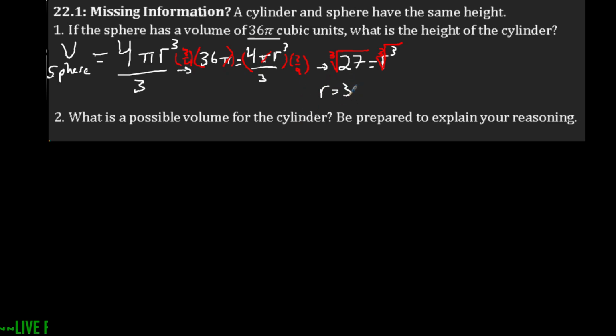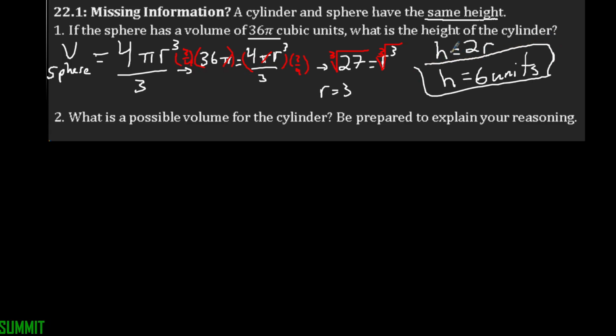So if our radius is 3, what is the height of the cylinder? The height h of the cylinder is going to be 2 times the radius because they have the same height, so h is equal to 6 units.